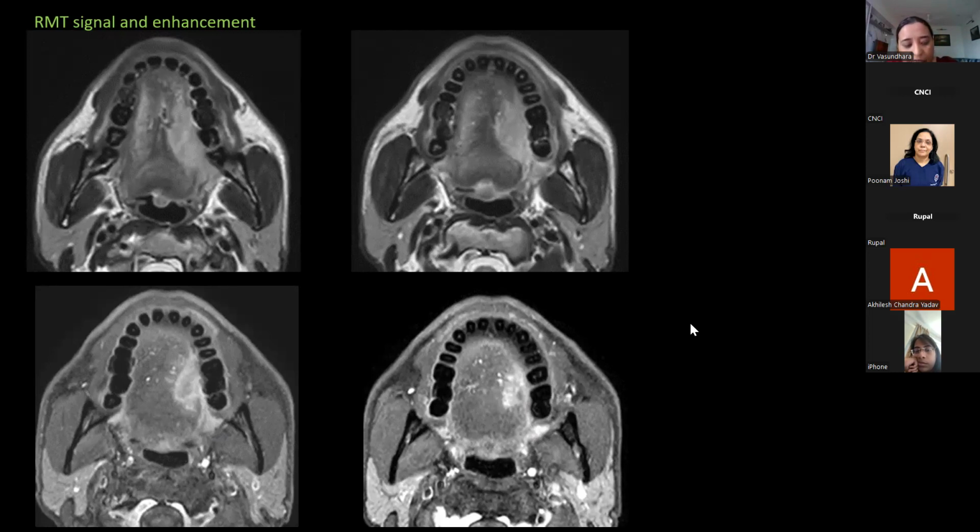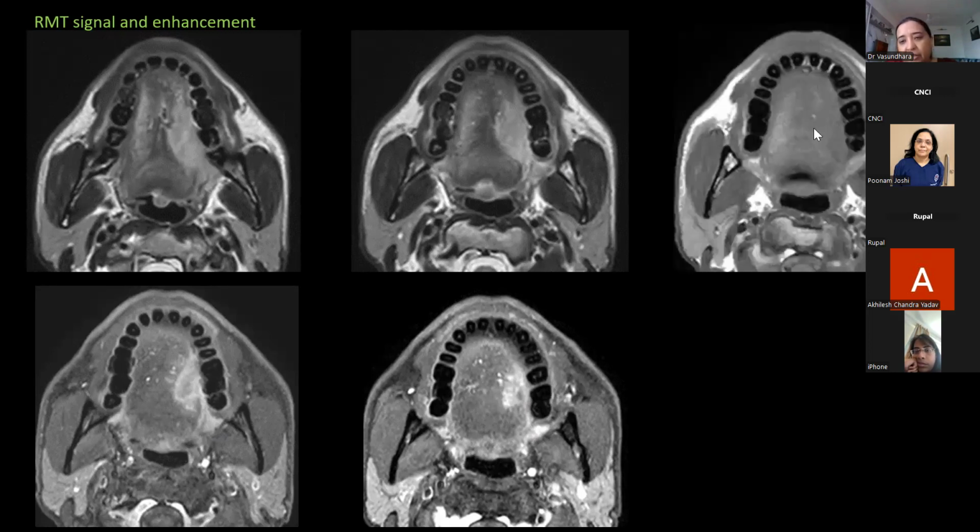But whenever I have to report that the tongue is extending into the RMT, there is one sequence I will look at, and that is my T1 weighted image. It will never be my T2, it will never be my post contrast. So in T1, you see that this area has fat. There is no tumor over here. The tumor was dark and very well stopped over here.